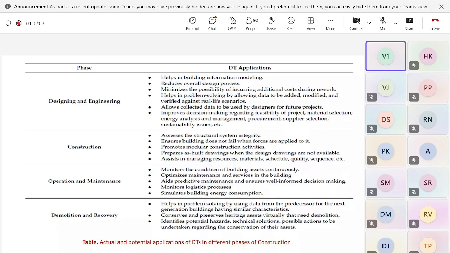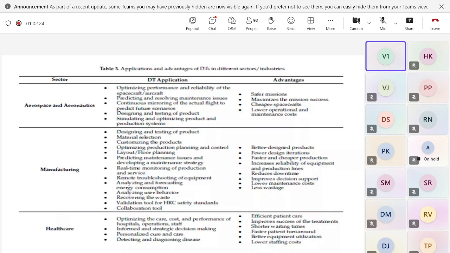Now, prior to getting to healthcare, I need to take a small look at the other applications of the digital twin. It has a wide area of application, focusing on design and engineering, construction, operation, and demolition or recovery. Here I will focus on the potential applications. In the healthcare sector, the application is mostly on optimizing care task performance and hospital operations. What is the advantage? Based on the model, how do I design, detect, diagnose, and personalize the care?